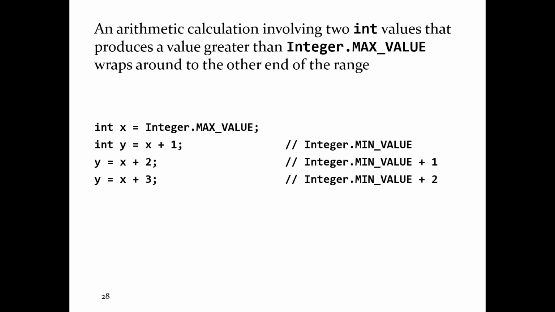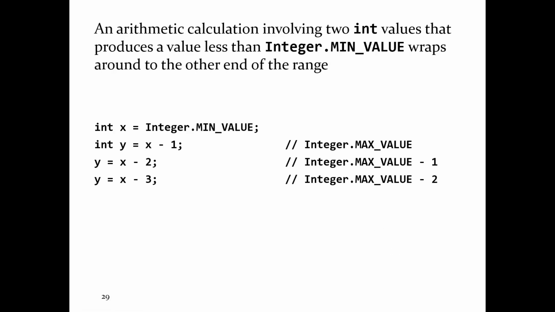What happens is that when you compute x plus 1, the value wraps around back to the other end of the range. Starting at max value, if I add 1, that wraps around all the way to Integer.MIN_VALUE. If I start with x, the maximum value, and add 2, that wraps around too. Adding 1 wraps around to min value, and then I add 1 more for plus 2, and that becomes min value plus 1. For x plus 3, we start at max value, add 1 to get to min value, add another 1 to get to min value plus 1, and then add 1 more to get to min value plus 2.